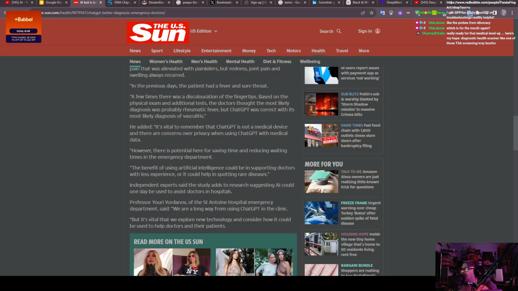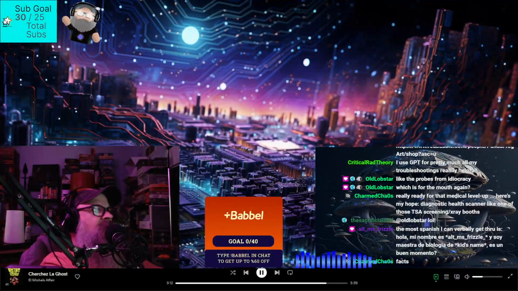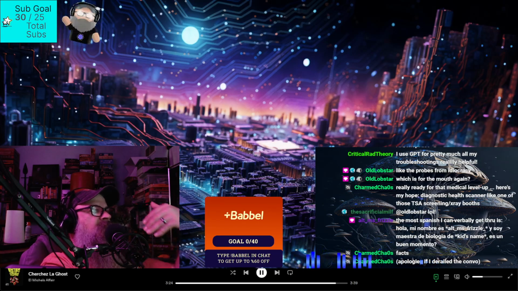Ferris. Really ready for that medical level up. Here's my Hope diagnostic health scanner, like one of those TSA screening x-ray booths. That's what I'm thinking, like something quick and that you can have access to. You don't need it in your house, but you could go to the place, and one of the things that this kind of device would do is if it is capable of picking up COVID, right? If people were using these things, then it would detect COVID that much faster.